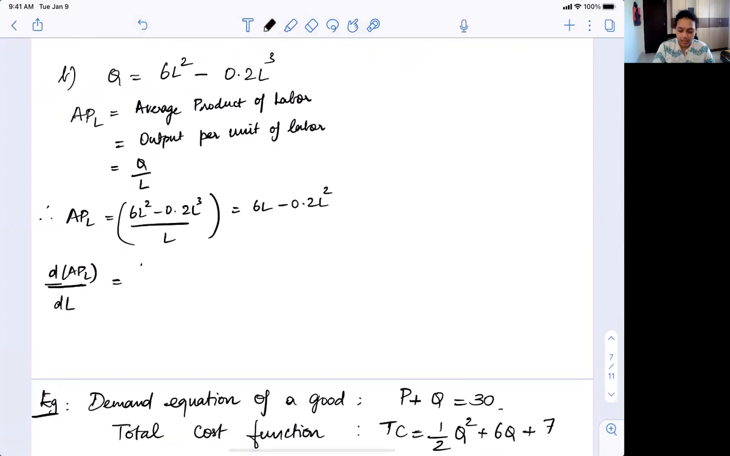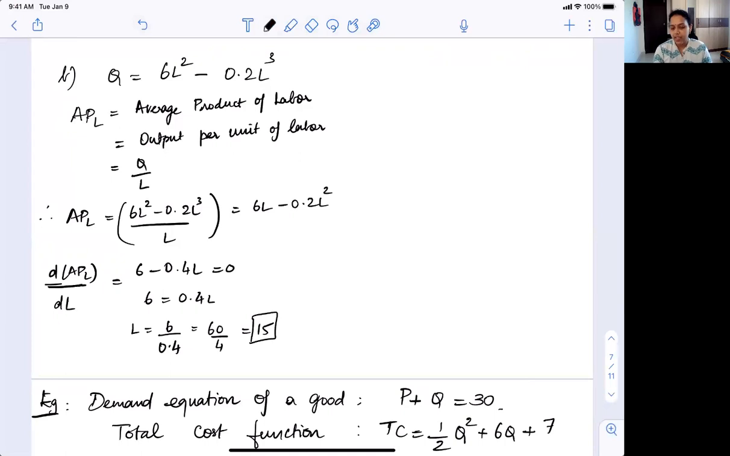And this is just going to be 6 minus 0.4 L is 0. Therefore, 6 is equal to 0.4 L. So L will be 6 by 0.4. And this is equivalent to just 60 by 4. And you can say L is 15.